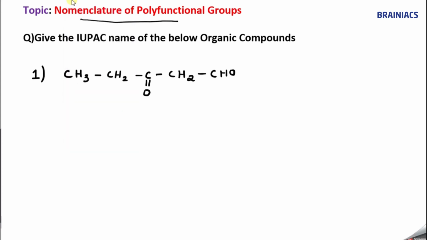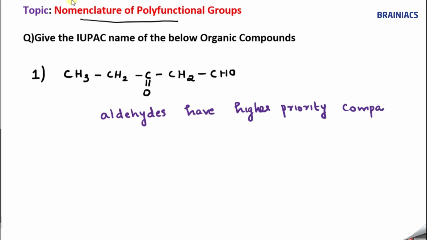The most important thing here: two functional groups are there. CHO is present, which you know is an aldehyde, and another one, C double bond O, is the carbonyl group. Whenever multiple functional groups are there, we need to check the priority table. We know that aldehydes have higher priority compared to ketone.